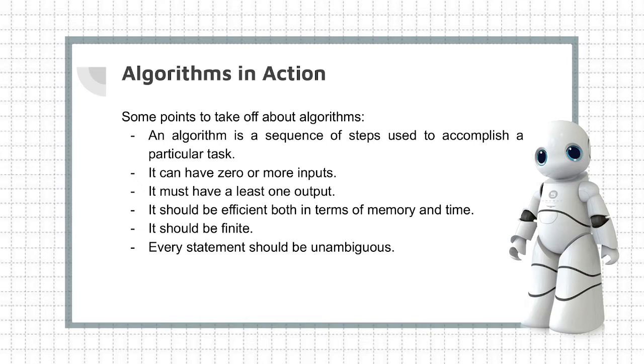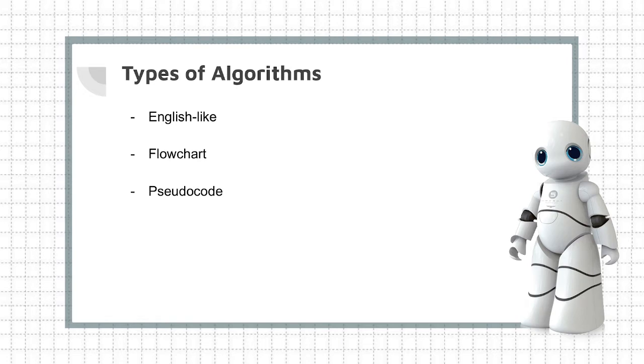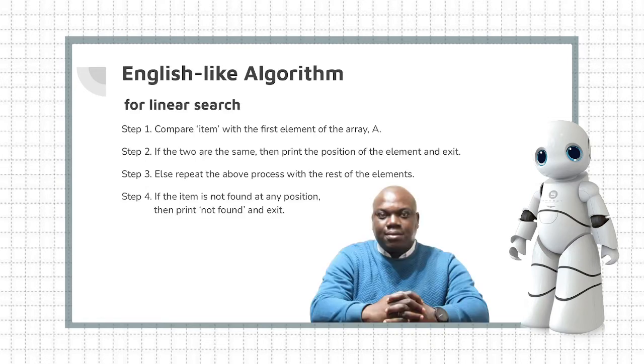There are three main ways of writing an algorithm. You've got the English-like algorithm, you've got the pseudocode, and then you've got the flowchart. Now, the English-like algorithm uses the strengths of the English language to communicate the processes to be accomplished in a computer program. We'll be looking at the linear search algorithm and taking a step-by-step approach to breaking down the steps required to implement a linear search.